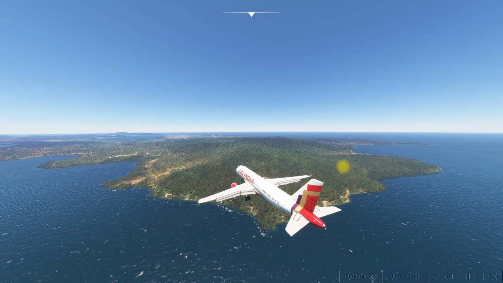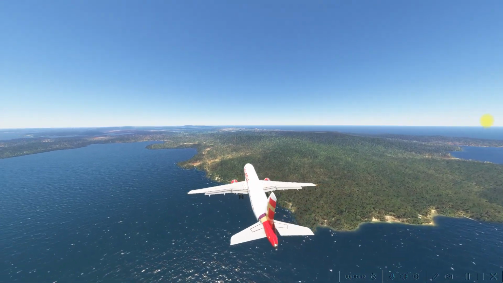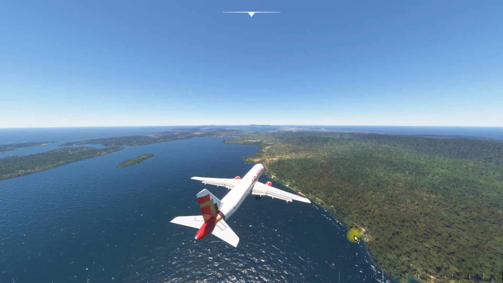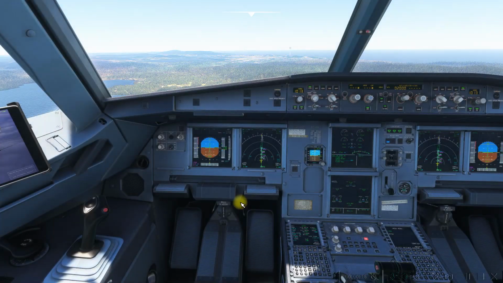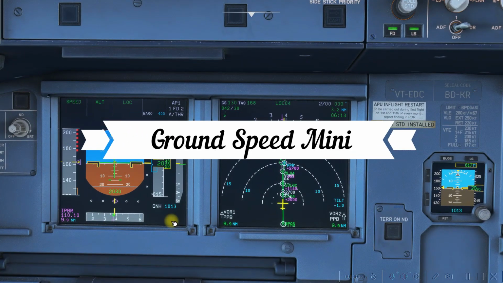Today we shall fly the beautiful Airbus 320 aircraft to the scenic city of Port Blair in India. Today's class is going to focus on the GS Mini or the ground speed mini function of the Airbus 320.